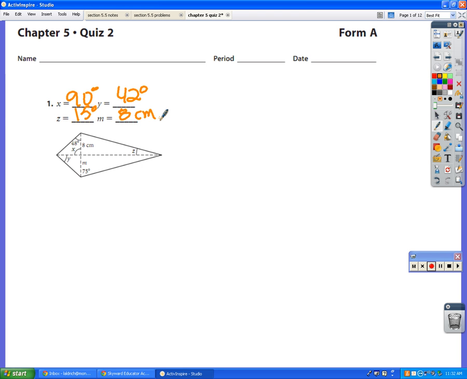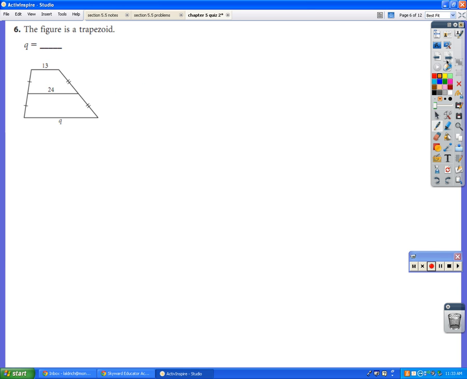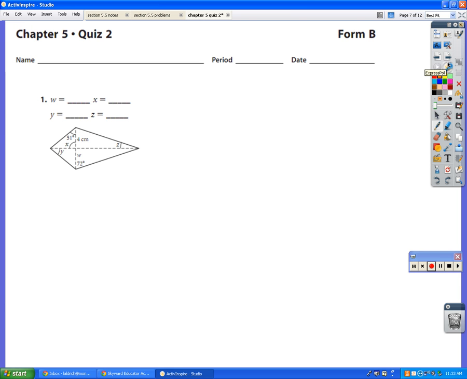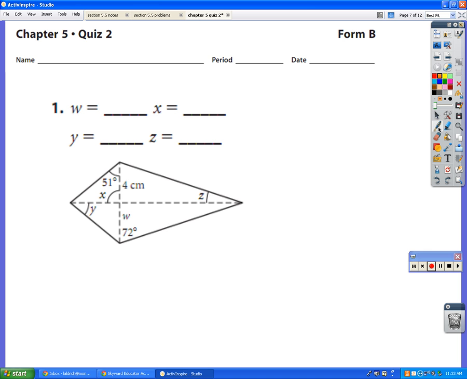All right, so that was 4 points for that problem because there were 4 questions. Okay, pretty much the same question on form B. The numbers were changed only slightly. So once again, x is 90 degrees because the diagonals of a kite are perpendicular. The length of w is 4 centimeters because that diagonal is bisected by the other one.